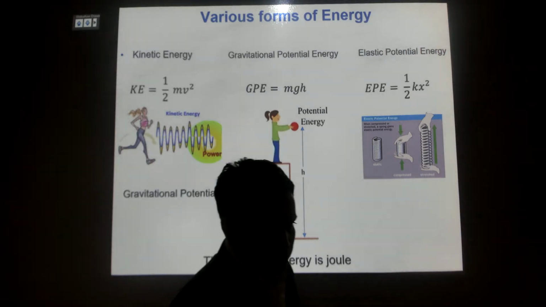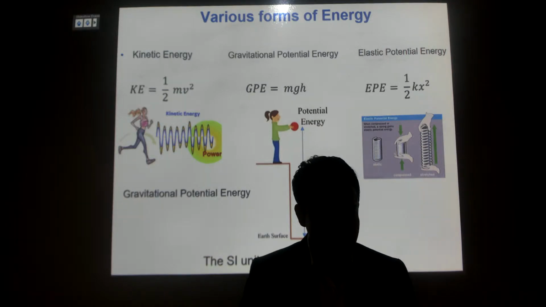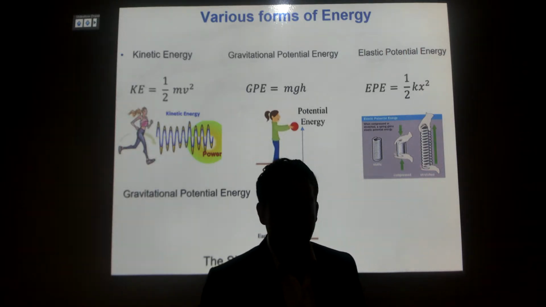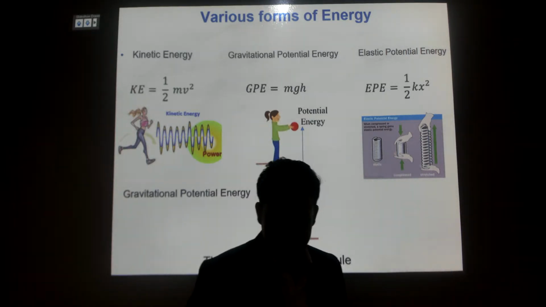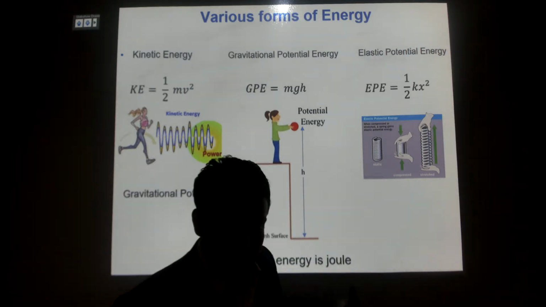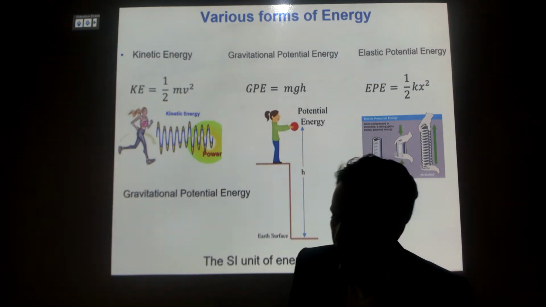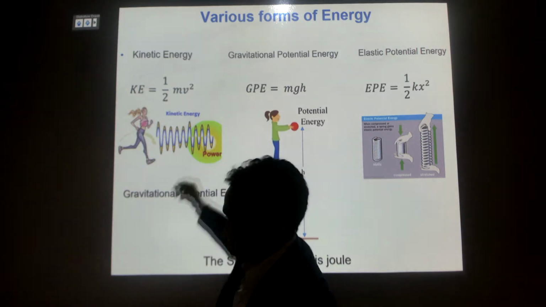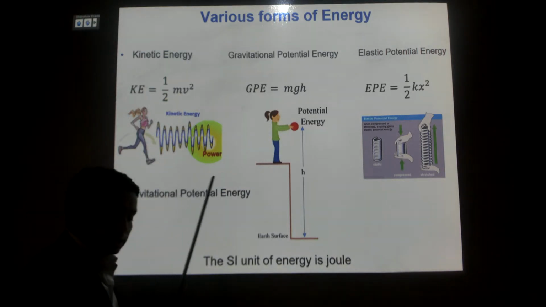Here I will talk mostly about three kinds of energy: the kinetic energy, the gravitational potential energy, and the elastic potential energy. The kinetic energy is related to the motion of an object. If an object is in motion, that means it has kinetic energy. Here you can see a girl is running. She has mass and she is moving. That means she has some sort of energy. The kinetic energy of an object is given by half m v squared, where m is the mass of the object and v is the velocity of the object.